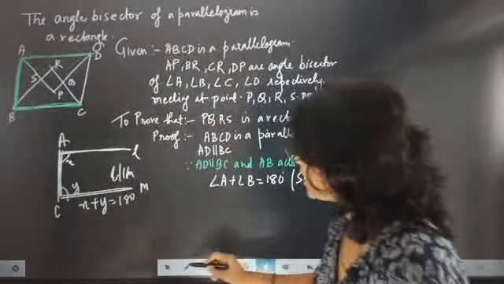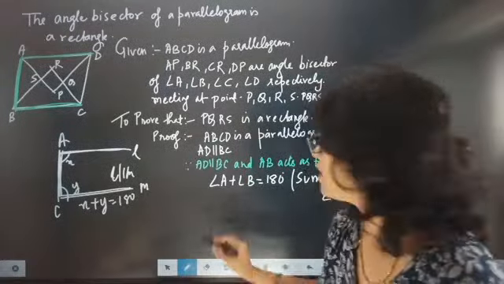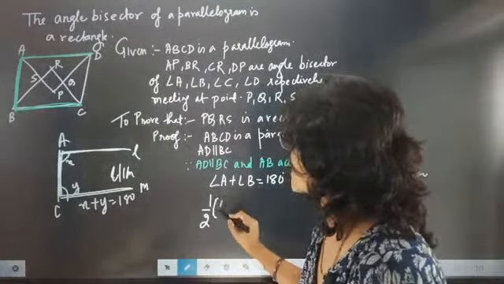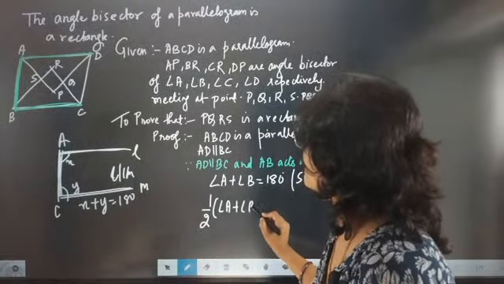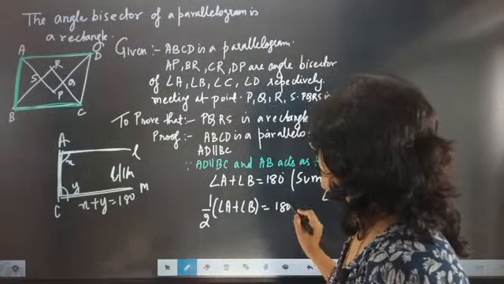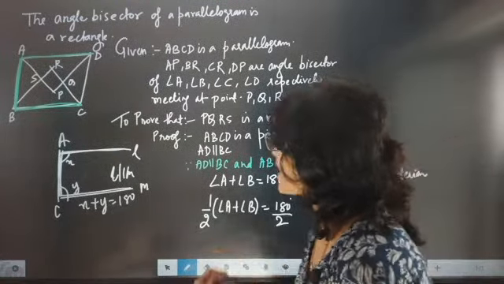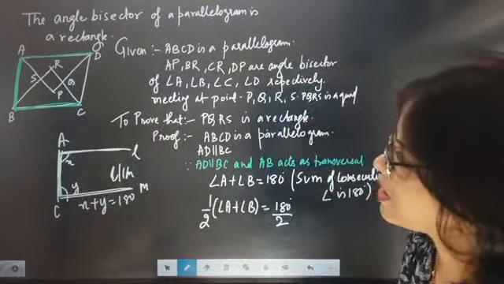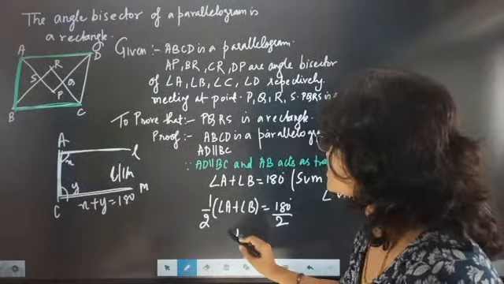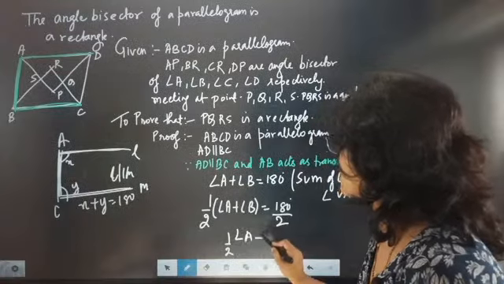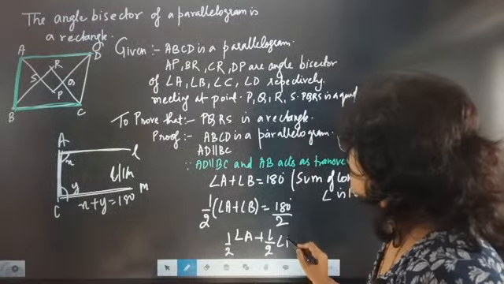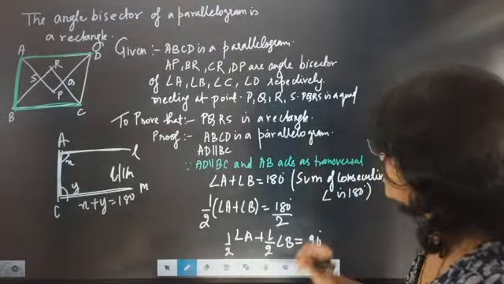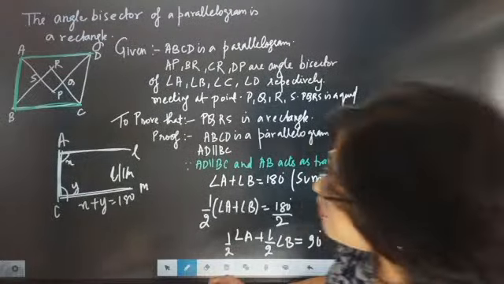So now next what we have to do is divide it by half. Once we are dividing by half, angle A plus angle B will be equal to 180 divided by 2. So now half of angle A and half of angle B will be equal to 90 degrees. So what is half of angle A?